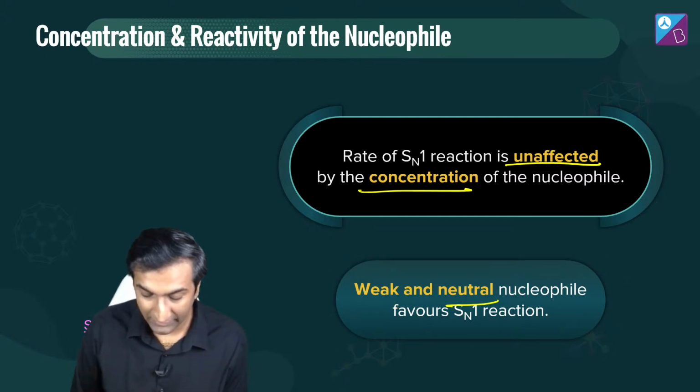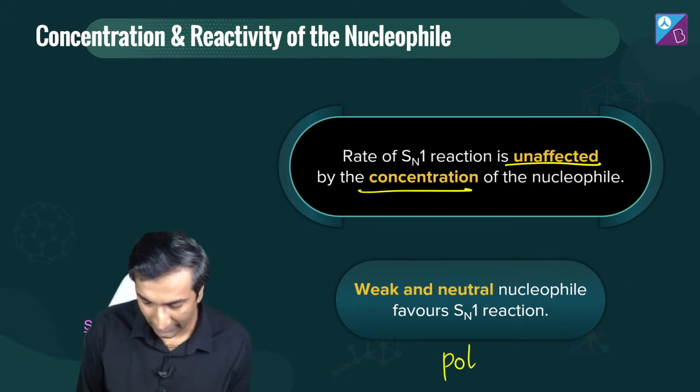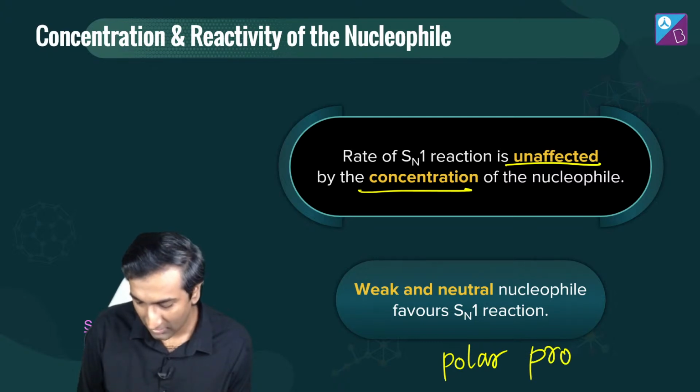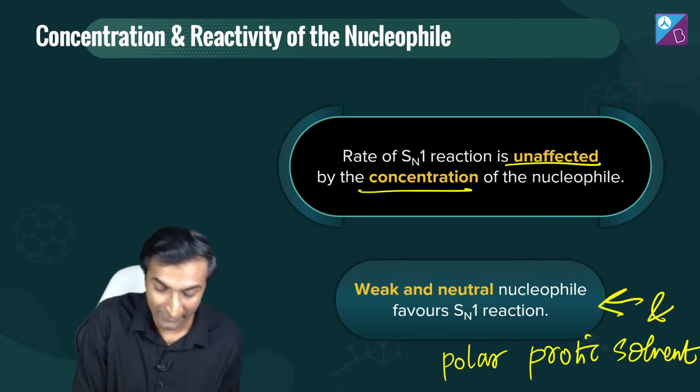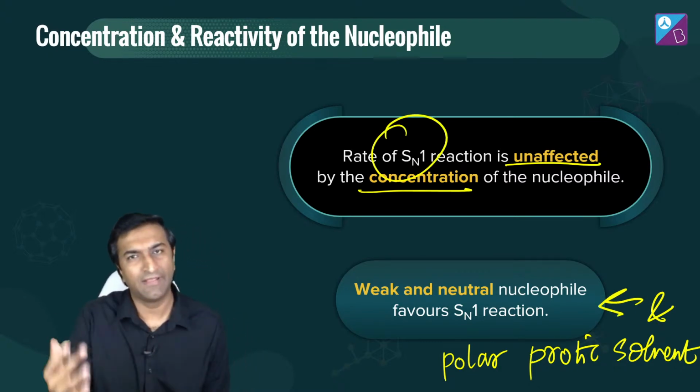But if you have, say, a polar protic solvent, in this case, I've told you the next part, a polar protic solvent and this guy here, then you have an SN1 reaction. I'm giving you things for the next session, right?